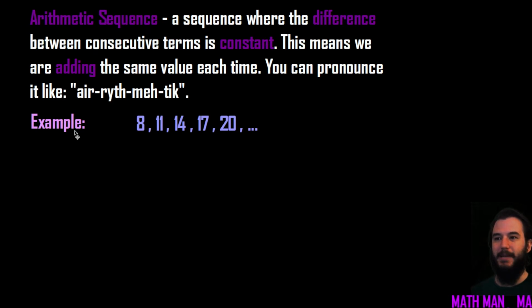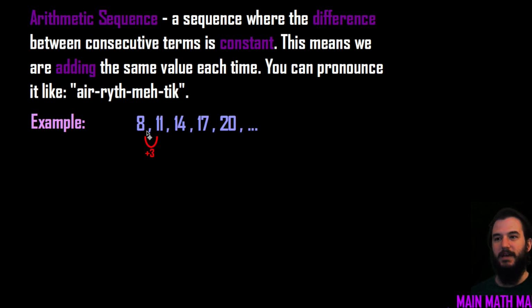And so an example of an arithmetic sequence would be like this: 8, 11, 14, 17, 20, so on and so forth. And so we're looking, okay, what is going to be the common difference between those values?